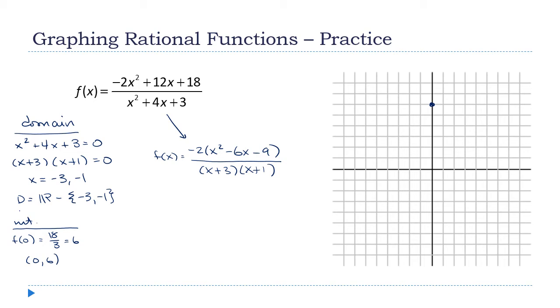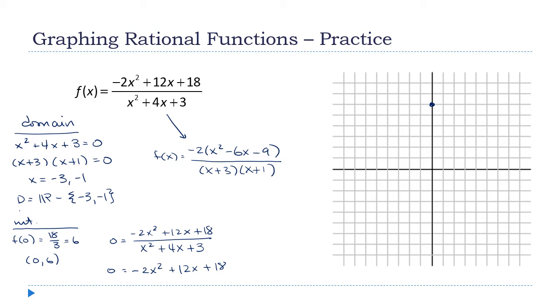Okay, well, for the x-intercepts, I set f of x, or y, equal to 0. That gives me 0 equals -2x squared plus 12x plus 18 over x squared plus 4x plus 3. Multiply both sides by the denominator, x squared plus 4x plus 3. The left-hand side will still be 0, and on the right-hand side the denominator cancels, and all that's left is the numerator. This is what I told you a second ago: a rational expression is only equal to 0 when its numerator is equal to 0.